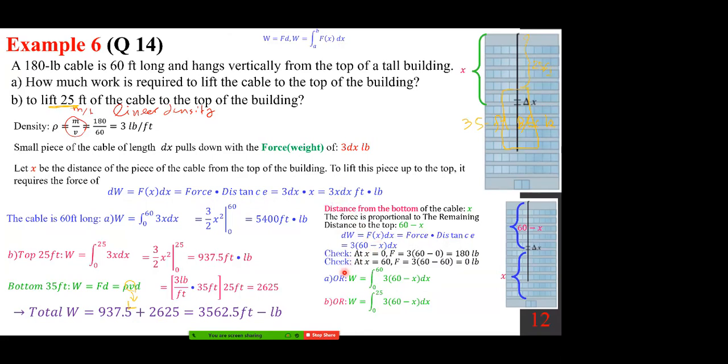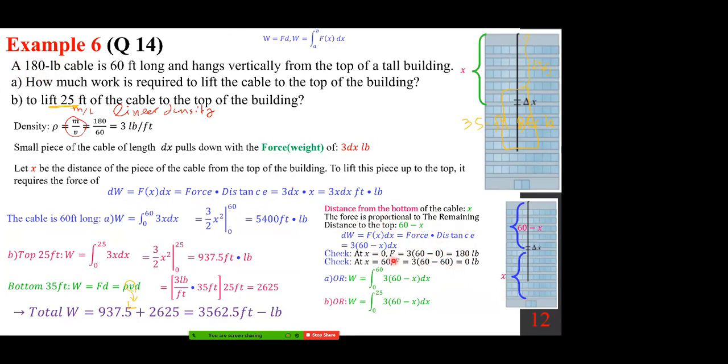When you do that, you have to check your work. If you check it out at x equals 0, class, when the distance to the bottom is 0, that you're right here, okay? The force is 3 times 60 minus 0, which is 180 pounds. You're looking at the entire cable.